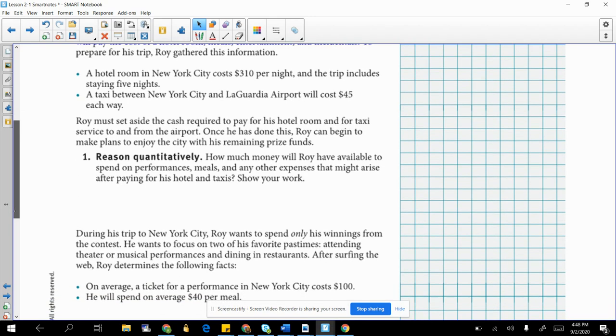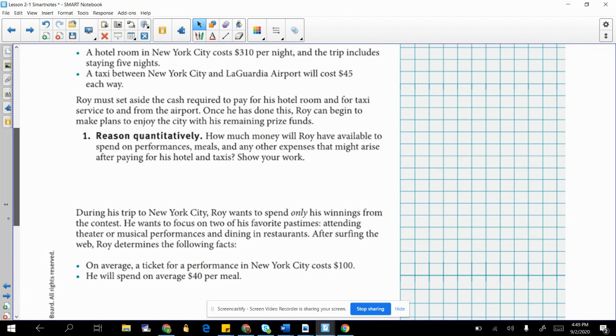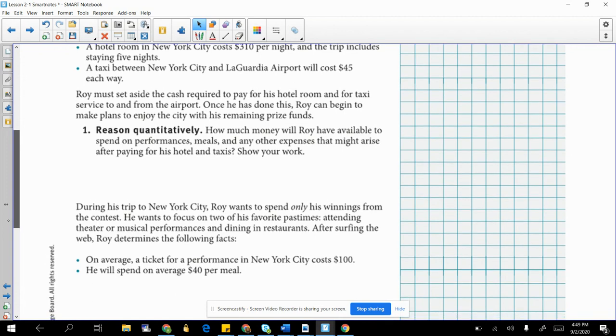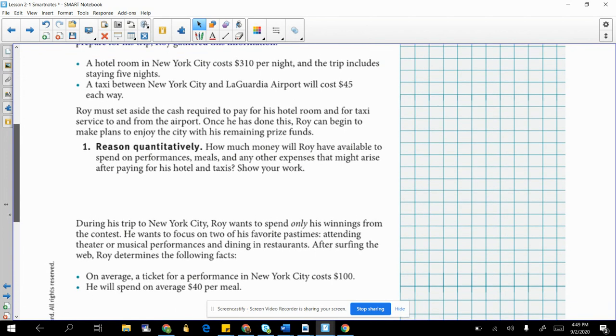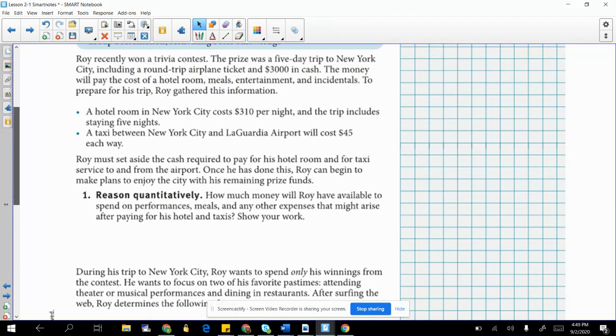Roy must set aside the cash required to pay for his hotel room and for taxi service to and from the airport. Once he has done this, Roy can begin to make plans to enjoy the city with his remaining prize funds. All right, so think about this. How much money does he need to set aside? Number 1 says, how much money will Roy have available to spend on performances, meals, and any other expenses that might arise after paying for his hotel and taxis?